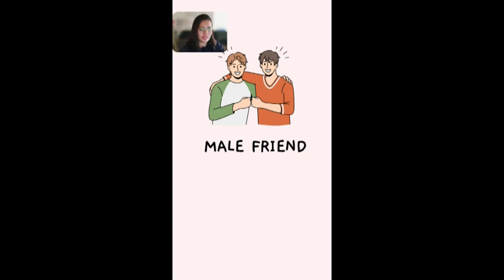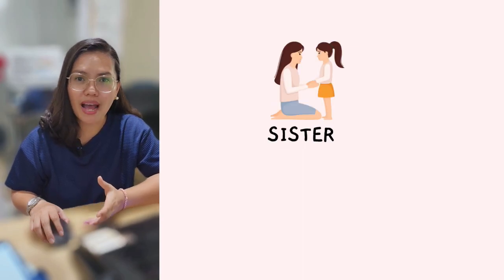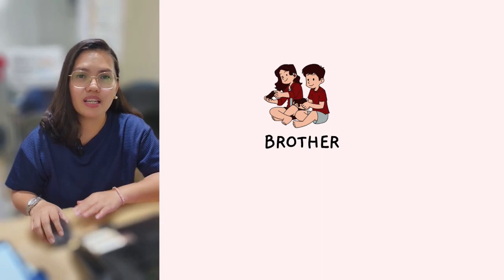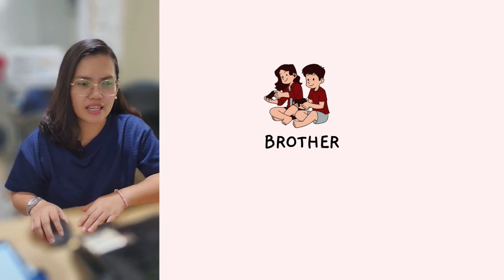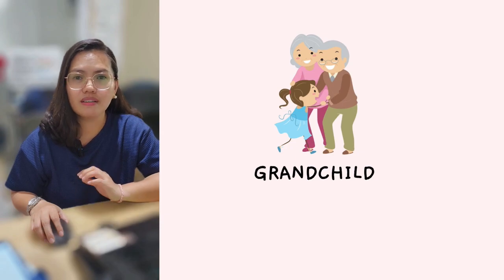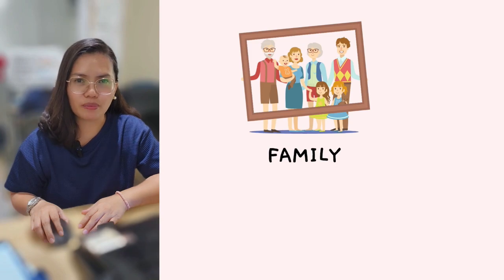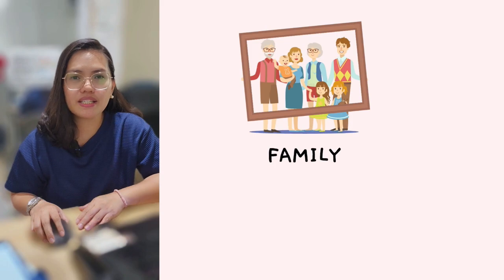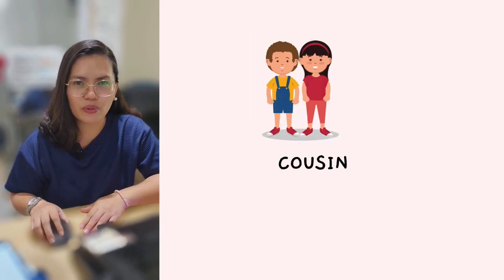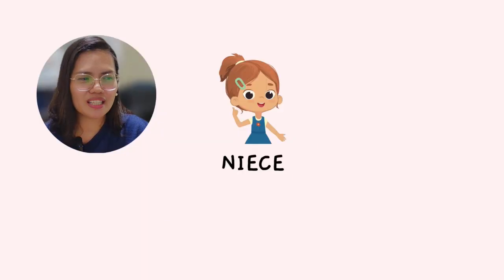Can you remember what's sister in Cebuano? Sister is igsuong babae. Next, brother. Brother is igsuong lalaki. Next one, what is grandchild in Cebuano? It's apo. Next one, what is family in Cebuano? Family is pamilya. The last one, cousin. What is cousin in Cebuano? Cousin is igagaw. What is niece in Cebuano?